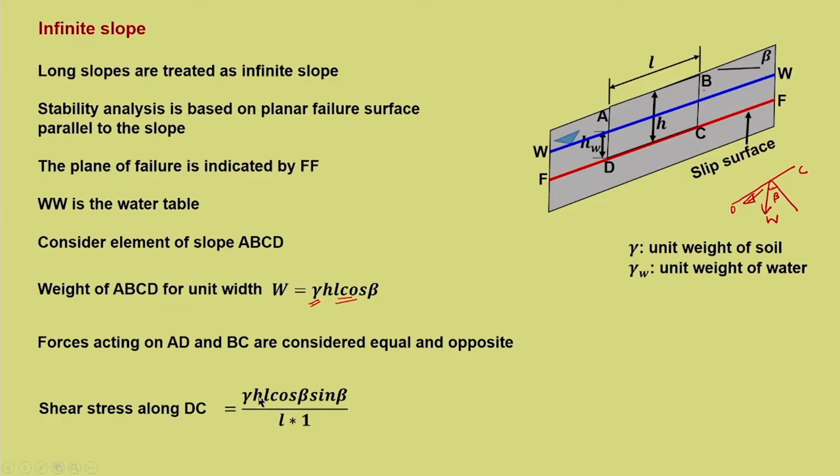So, W is gamma H L cos beta into sin beta upon L by L into 1. Now, why is it L into 1? Because we are discussing stress. So, the component in sin beta, in DC direction, divided by L into 1, which is the area, gives shear stress along DC, that is half gamma H sin 2 beta. Now, L and L get cancelled off, cos beta sin beta is half sin 2 beta. So, substituting that we get the shear stress.